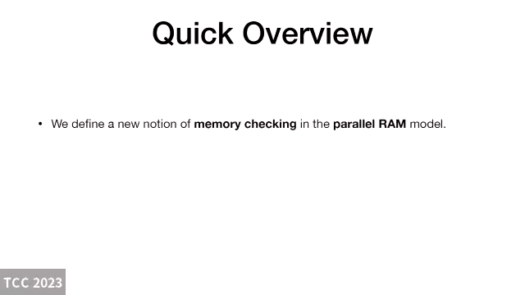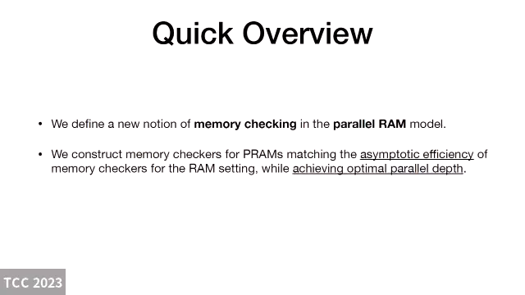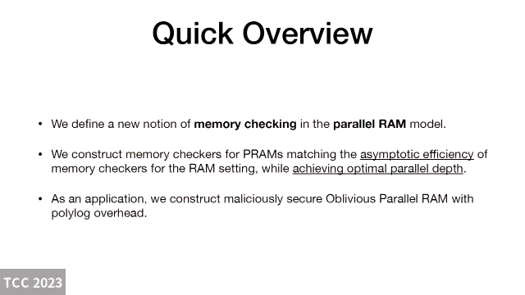First, I'll give a quick TLDR of what this paper achieves. First, we define a new notion of memory checking in the parallel RAM model. Then we construct some memory checkers in the PRAM model, which match the asymptotic efficiency of the regular memory checkers in the RAM setting, while also achieving optimal parallel depth. And finally, as an application, we construct a maliciously secure oblivious parallel RAM with polylog overhead.